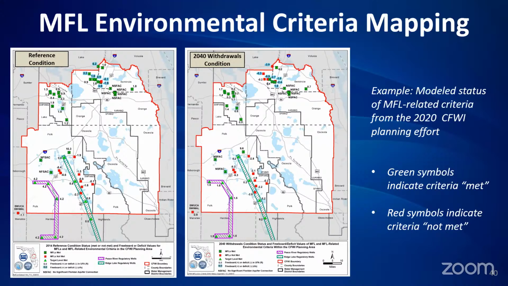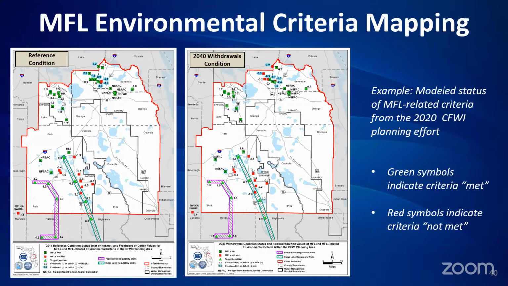And it shows color coding, that green-red color coding that I talked about, depicting whether or not the MFL, the minimum flow and level related criteria, is met or not met. And then a good way to visualize this information beyond just color coding it red or green is to put the freeboard values in this illustration. And that's what we did.